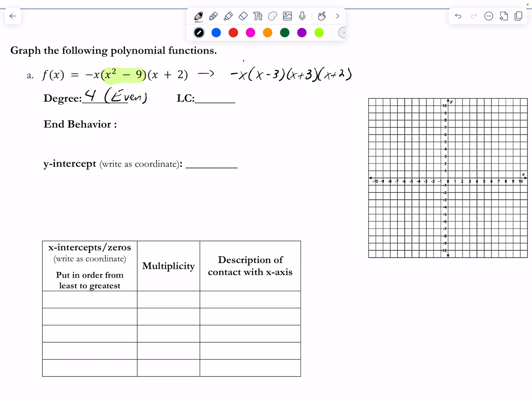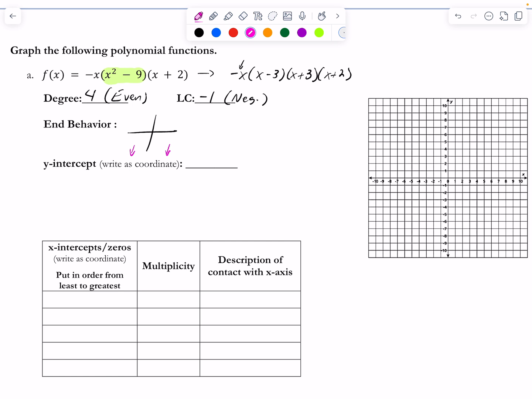My leading coefficient, when I look in front of that x, I see a negative sign. So my leading coefficient is negative 1, but the key thing here is negative. So here, let's do the end behavior. All right, what I'm going to do is it's even for the degree. So it's going to open the same direction, whether both up or both down. And because of that negative leading coefficient, the end behavior, they're both going to go down.